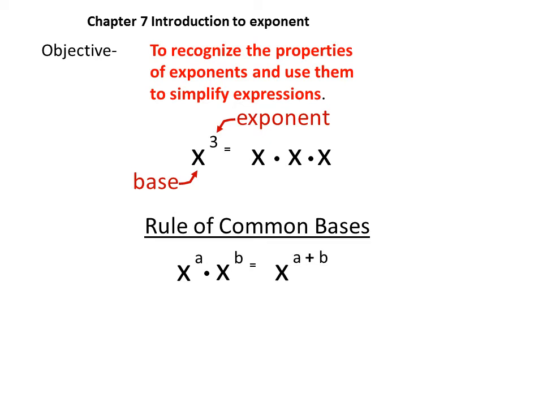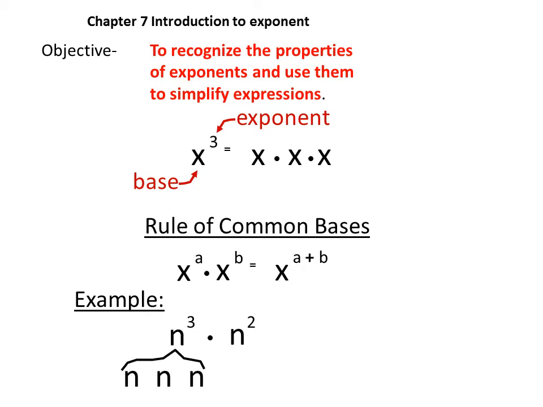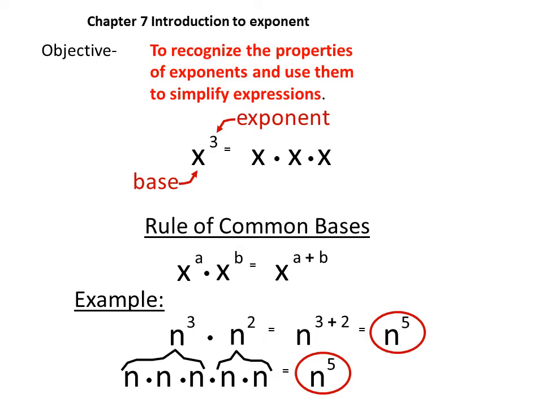Now, here is an example with numbers: n cubed times n squared. You guessed it, you add 3 plus 2 and you get 5. In this case, n cubed means n is multiplied by itself 3 times, and n squared means n is multiplied by itself twice. So altogether you have 5 n's. Hence, in short, we just add the exponents, not the base. Is that clear? I hope so.